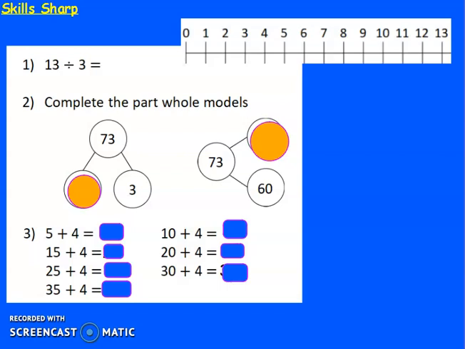Before we do that, we've got a Skills Sharp challenge. There's 3 questions for you to work through, looking at some of the skills we've been doing this week. The first one is a division sum, which you can use any of the methods you're comfortable with. The second one is a part-whole model challenge, and then you've got some addition facts to have a go at. Press play when you've had a go at these and you're ready to go through the answers. Good luck!